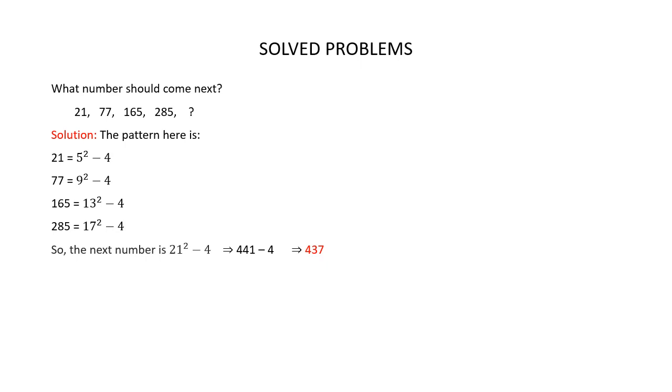When you observe these squares, you'll notice that 5 plus 4 is 9, 9 plus 4 is 13, 13 plus 4 is 17. So the next number will be 17 plus 4, which is 21. So the next number will be 21 squared minus 4, which is 441, minus 4, which is 437. So 437 is the number that will come after 285.